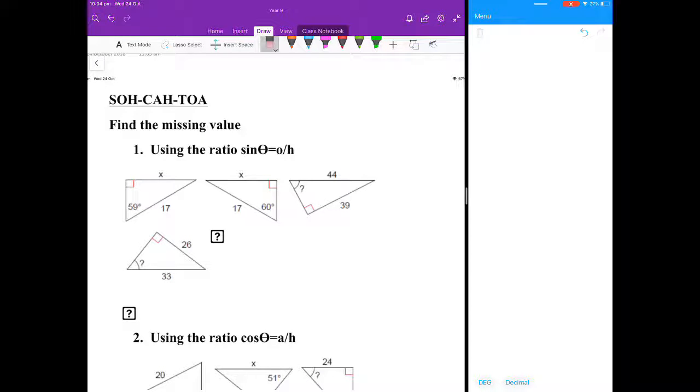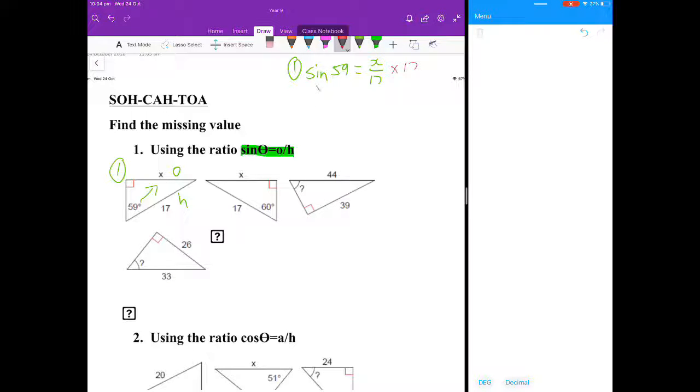Alright guys, here we are looking at our revision for trigonometry, and we are starting with question 1, and sine theta equals the opposite over the hypotenuse. So first things first, looking at that first triangle, we've got our angle, we've got to find our opposite side, which is our x, and our hypotenuse, which is 17. Throwing them into our equation, we have sine of 59 equals opposite, which is x, over our hypotenuse 17.